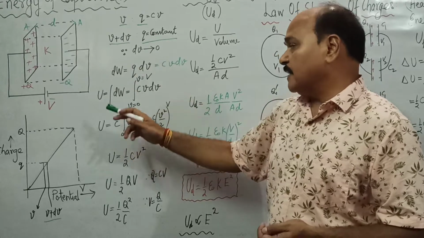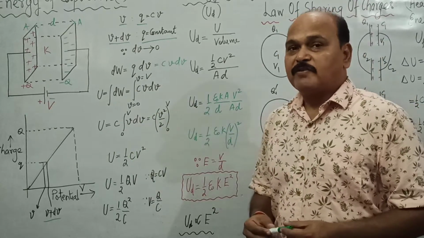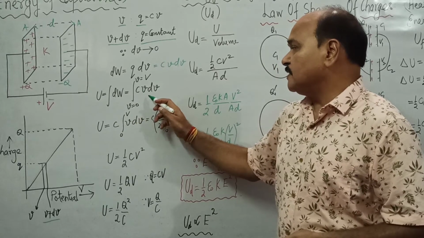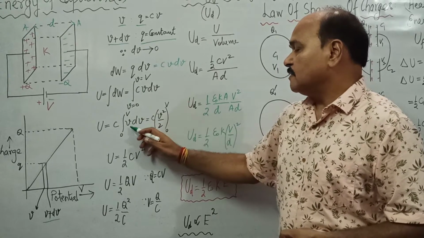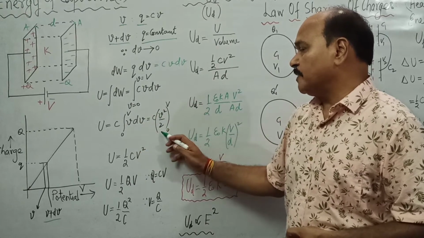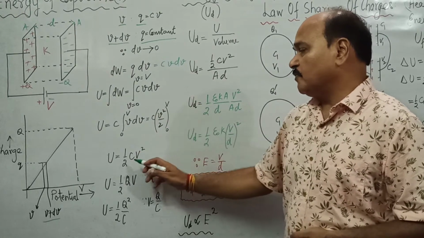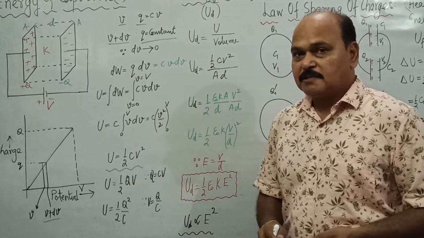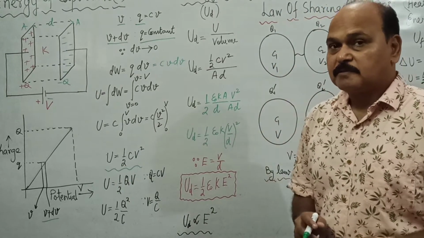And after integration, we get the total energy of capacitor. And what is that? U is equal to integration of CV dV from 0 to V. So C is a constant, integration of V dV from 0 to V is V square by 2. If we solve the limit, what do we get energy as? 1 upon 2 CV square. This is energy stored by capacitor.